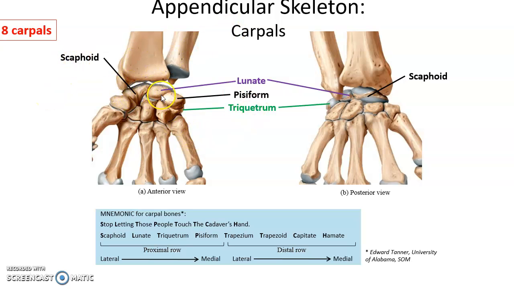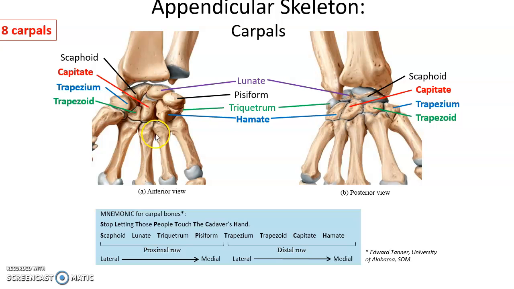So along the proximal 4 carpals, you have scaphoid, lunate, triquetrum, pisiform. Stop letting those people. And then the distal 4 carpals: trapezium, trapezoid, capitate, hamate. Touch the cadaver's hand. So scaphoid, lunate, triquetrum, pisiform, trapezium, trapezoid, capitate, hamate.